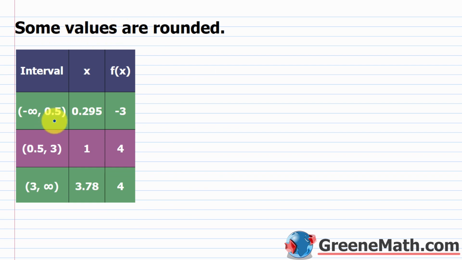So in this interval where x is less than 1/2, I'm just going to pick an x value of 0.295, and the y value here is about -3. Not exactly, but pretty close. Then in the interval between 1/2 and 3, the x value I'm going to pick is 1. The y value I'm going to get out is 4. Then in the interval where we're greater than 3, we're going to pick an x value of 3.78. And this right here, we're going to get a y value of about 4. Again, this is rounded here, so it's not exactly 4, but it's pretty close.